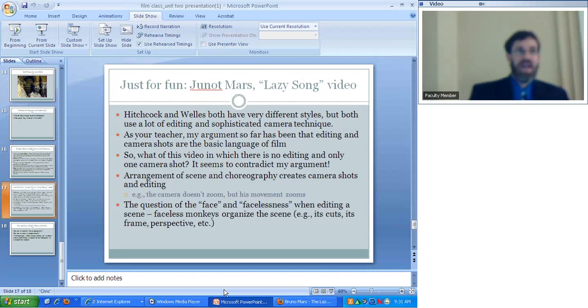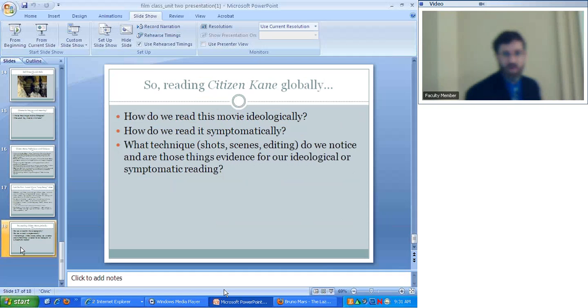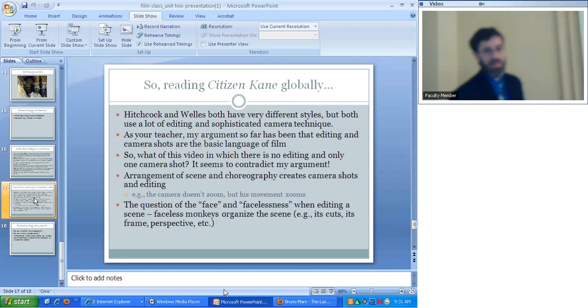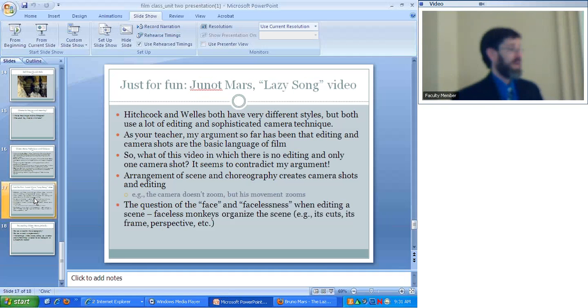When you're editing and you're showing what you see, sometimes you see faces and sometimes you don't. And the faceless monkeys are what organize the scene. It's cut, it's framed, it's perspective, and it's precisely because they don't have a face that this works. And part of my point here is that anybody could have made this video, right? Bruno Mars probably could, I don't know how much it actually cost, but you guys can make that video for no money at all.